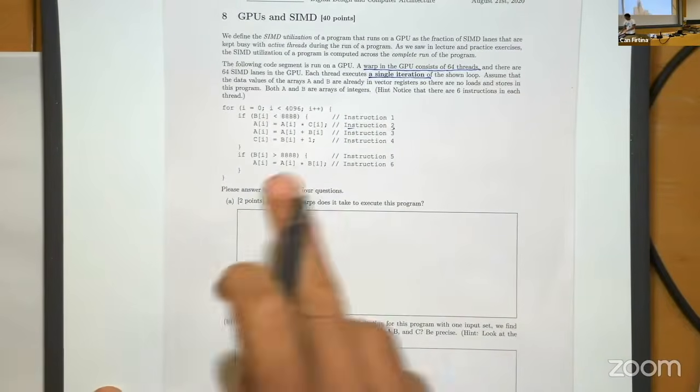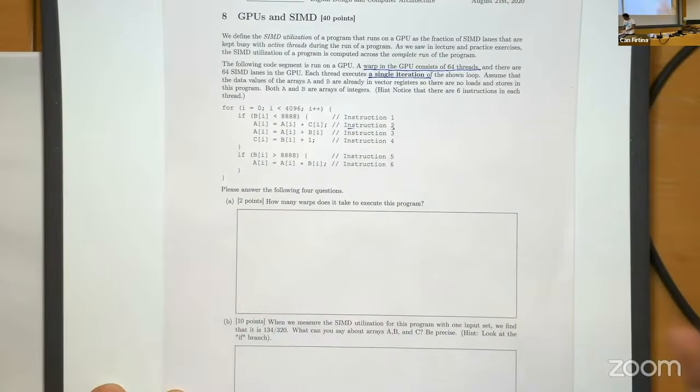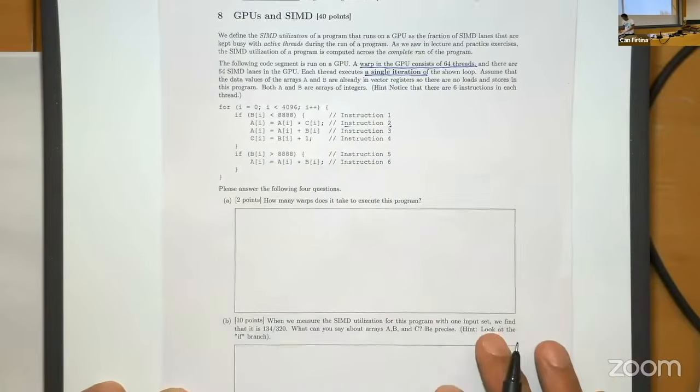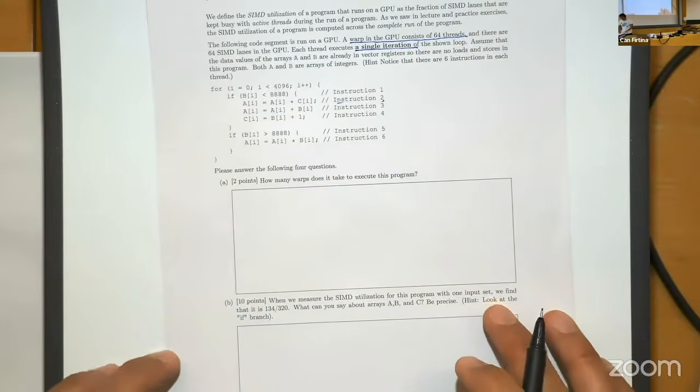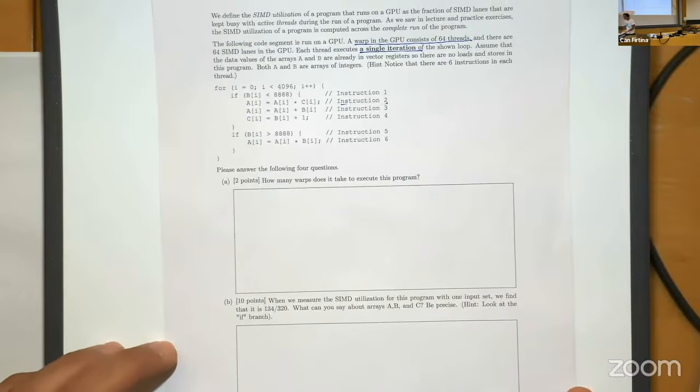Now the exam says, please answer the following 4 questions. So let's go one by one. First one is pretty easy. We always have this question in this type of GPU and SIMD question, and it's worth 3 points.